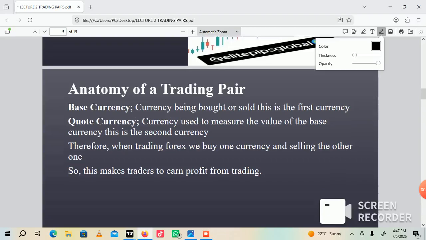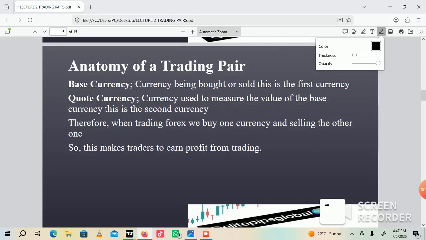Now let us come to the next slide, about the anatomy of the trading pair. One can ask about the general anatomy of the trading pair. A trading pair has two parts: the first part is the base currency, and the other part is the quote currency. The base currency is the currency being bought or sold. This is the first currency.